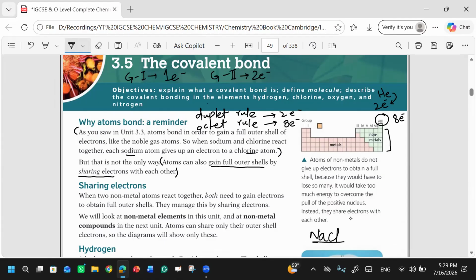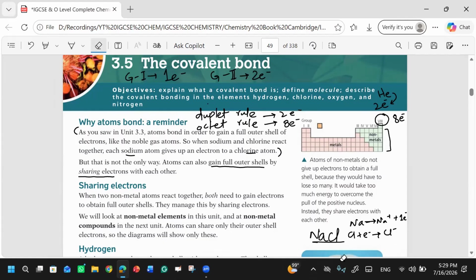Why can we not say this? Because we have discussed that sodium loses an electron, right? And chlorine gains an electron, and it becomes chloride. So it is losing and it is gaining. That's why this is an ionic compound. You cannot say that this is a covalent bond. Only those compounds which are formed by the sharing of electrons will be known as covalent bonds, right?